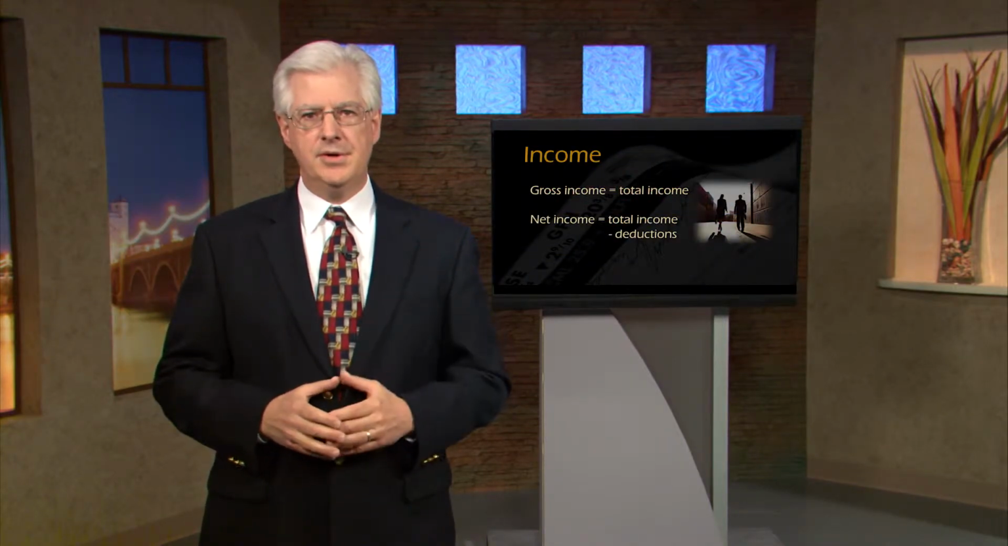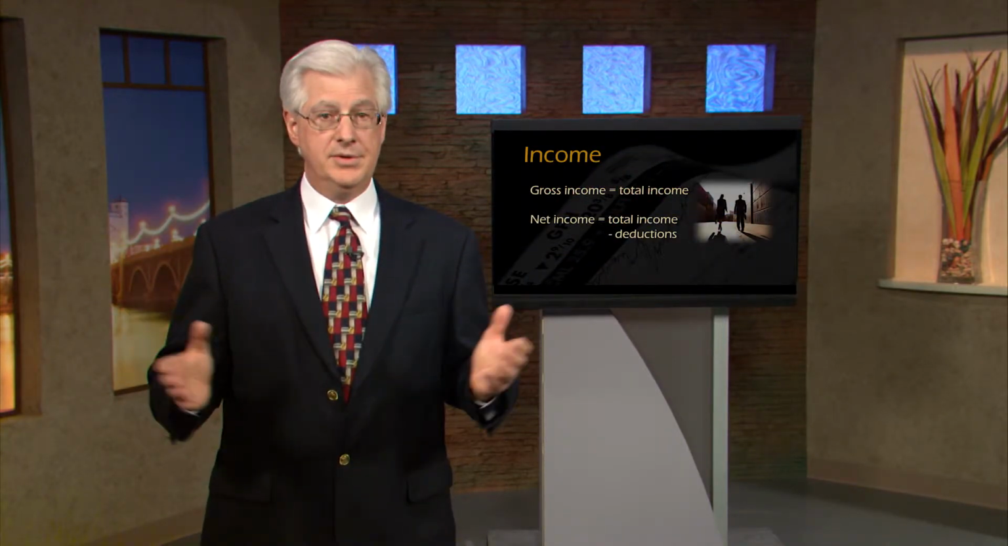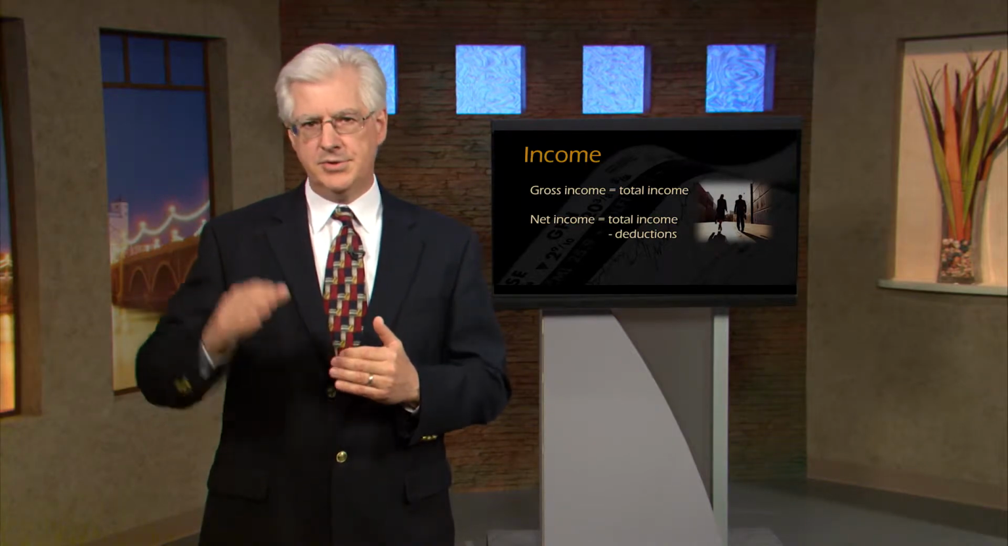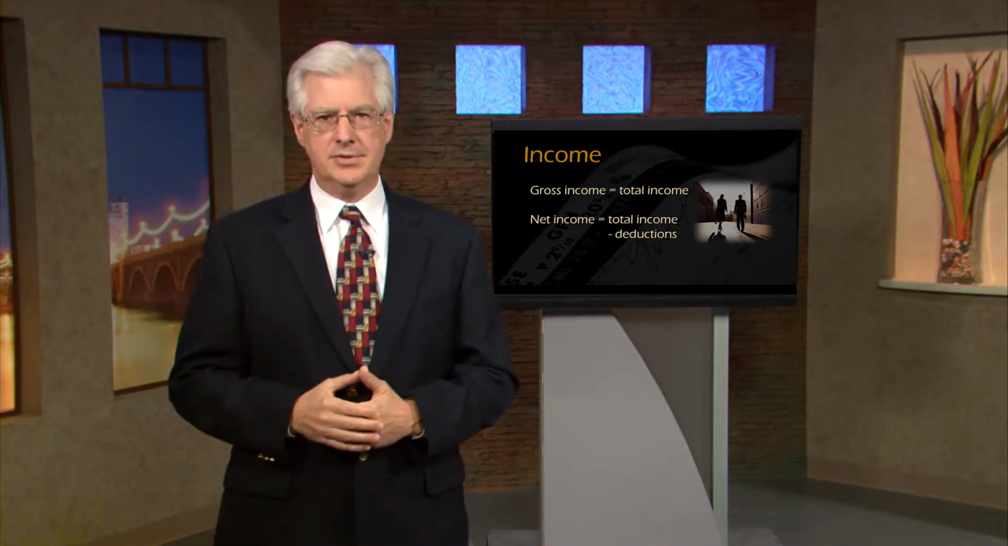Now, there's two categories of income. There's gross income and net income. Your gross income is your total income without deductions. Now, your net income is gross income minus your deductions. Now, what are deductions? Deductions are certain items that are removed from your gross income to either pay for services like medical insurance, or to pay for your taxes, or to be held for you at a later use, such as Social Security, pensions, things like that.